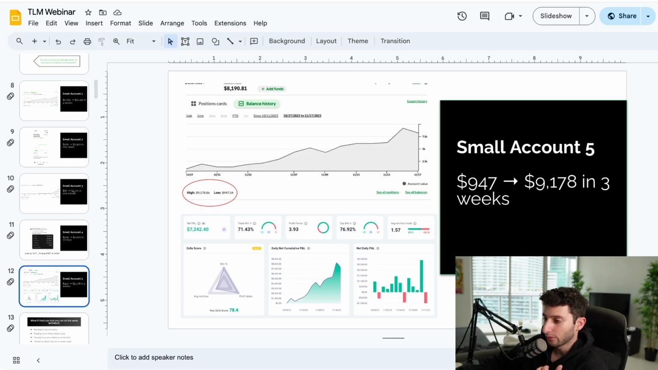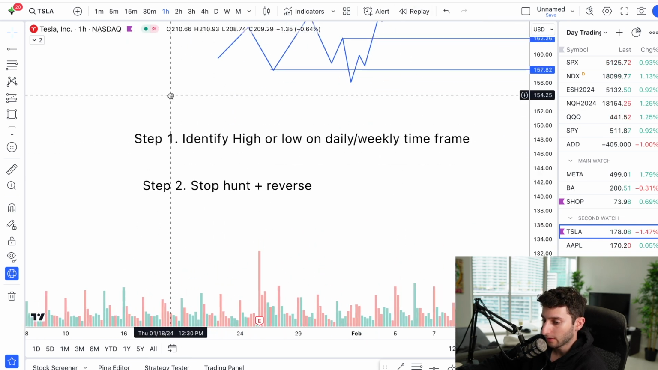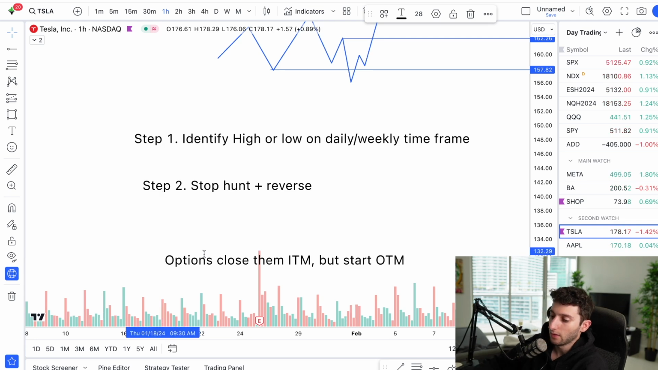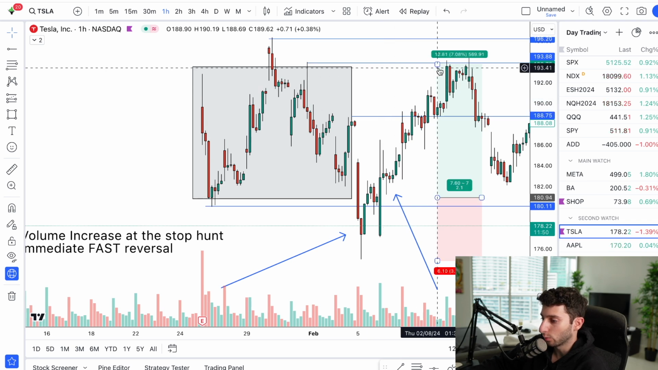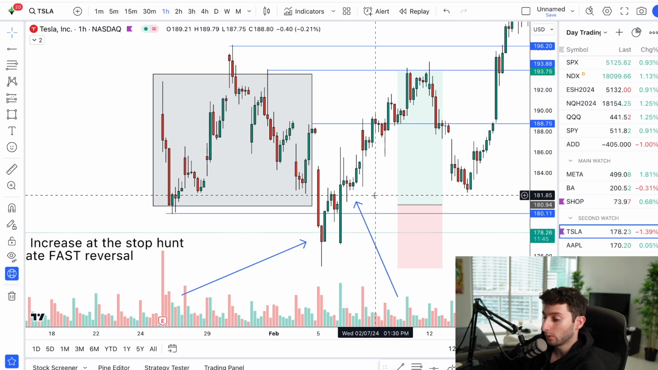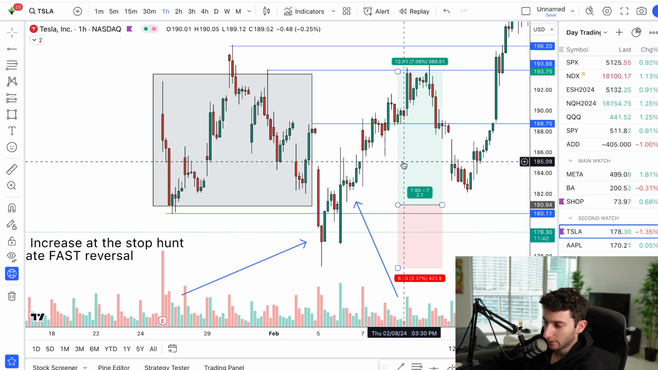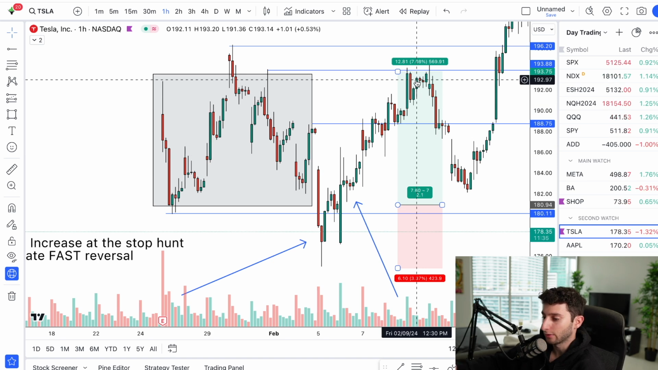So first off, let's go over the options that we want to take, all right? The options you want to take are really, really simple. You want to close them in the money, but start out of the money, all right? So if we're looking at Tesla and we're targeting this 188 area and then this 193 area and then 196, what we want to do if we're entering down here is get options either in the, I'd say, the 185s, the 187.5s, or you can go with the 190s or 192.5s, okay? Because I think Tesla goes by 2.5s.